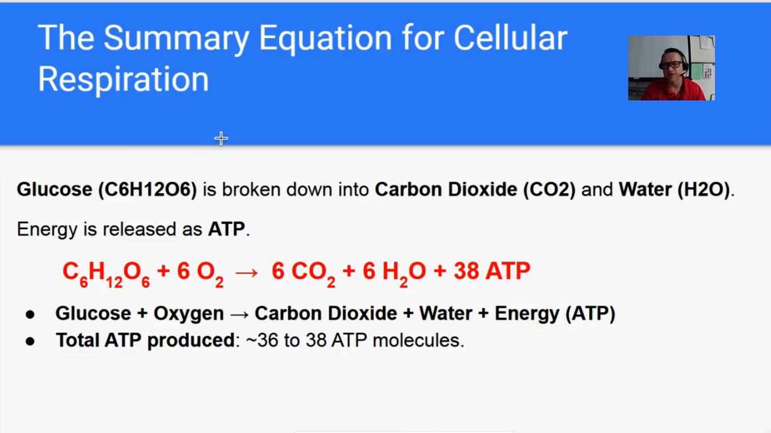All right, so now the summary equation for cellular respiration. Well, if you remember the equation from photosynthesis, this is going to be easy. Glucose, sugar, is broken down into carbon dioxide and water. And most importantly, we make the energy molecule ATP. So we chop up glucose to give us ATP energy that our cells can use.